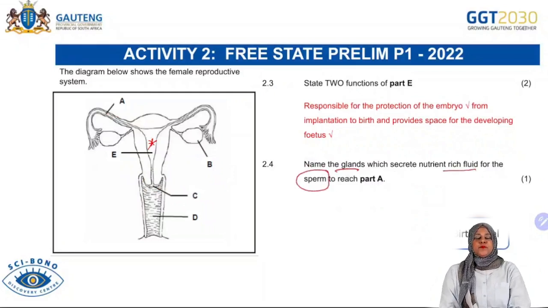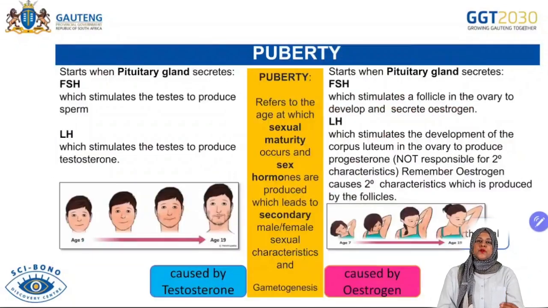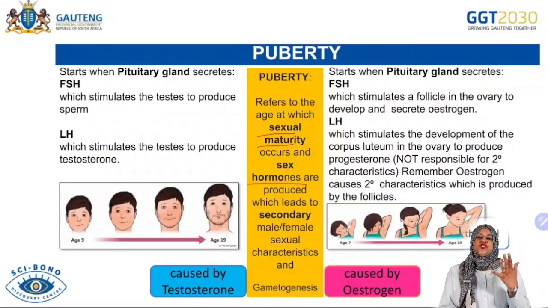We're going to take a look at puberty. Puberty refers to the age at which sexual maturity occurs and sex hormones are produced. And this leads to the secondary sexual characteristics. So when you are born, you're either a male or a female. Then later on, once you reach puberty, your body changes, and that is because of your sex hormones, and secondary sexual characteristics form.